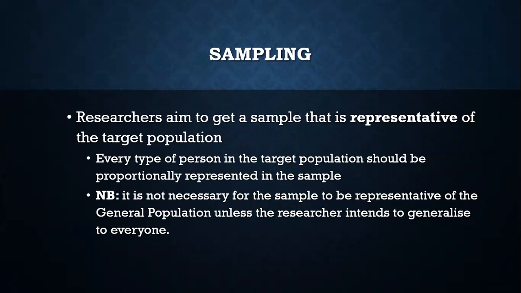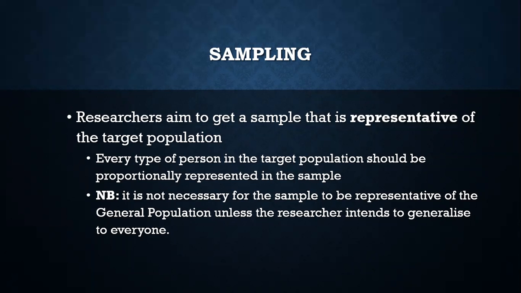Now, sampling, each researcher, no matter what science it is, wants their sample to be representative of their target population. So in psychology, because it's human behavior, each researcher strives to make it representative so that every type of person can actually be targeted within their research. So therefore, it's proportionally representative in the sample. That's what every researcher aims for. Unfortunately, it doesn't always happen because there can be lots of restrictions.